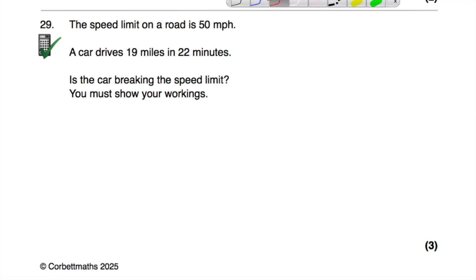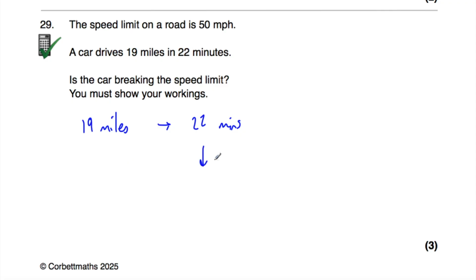Now there's a couple of approaches that we could use for this question, and I'm going to do both of them in this video just to show you either approach. So the first thing we could do is say, well, if you drive 19 miles in 22 minutes, what would it be in an hour? So how far would you travel in an hour? Because that would be your speed, so many miles per hour.